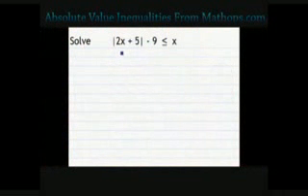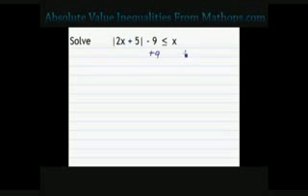True. Okay. I'm going to solve absolute value 2x plus 5 minus 9 is less than or equal to x. First, I'll add 9 to each side to get absolute value 2x plus 5 is less than or equal to x plus 9.